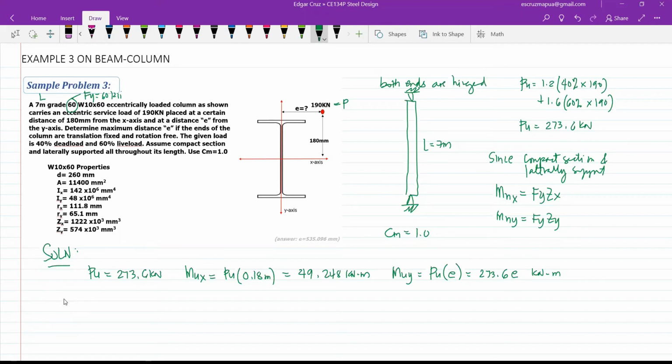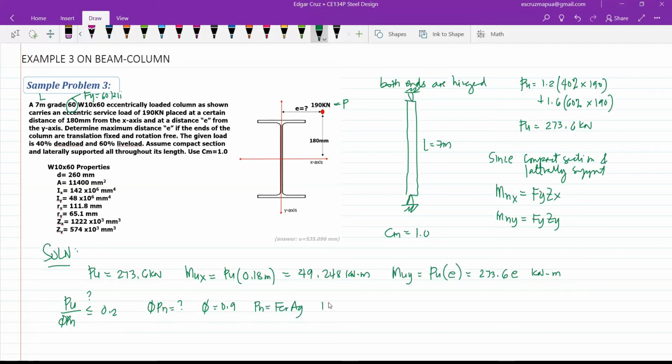Now, pagka beam column, ang unang i-check natin is yung PU over phi PN if it is less than or equal to 0.2. So i-check natin siya. Okay na tayo sa PU. Ano yung phi PN? Of course yung phi natin, that is compression, that's 0.9. Okay, ano yung PN? PN is, di ba, FCR AG.